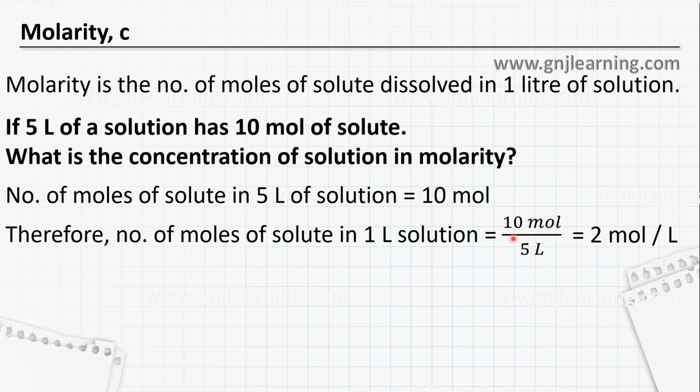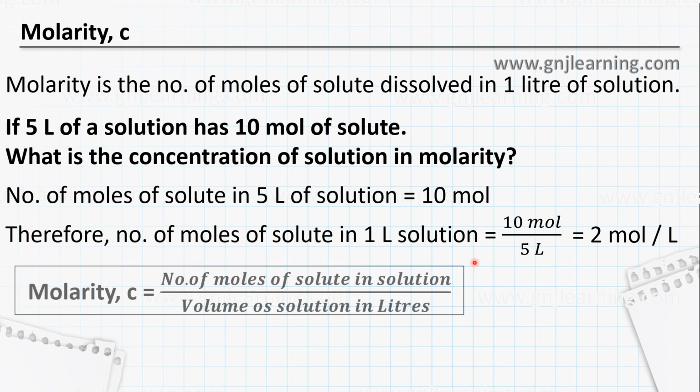Divided by volume of the solution in liters. This is volume of the solution. Volume of the solution in liters. So let's make that formula now. Molarity C is equal to number of moles of solute in solution, that's what we have done, 10 moles, divided by volume of solution in liters. That's what I have done here.